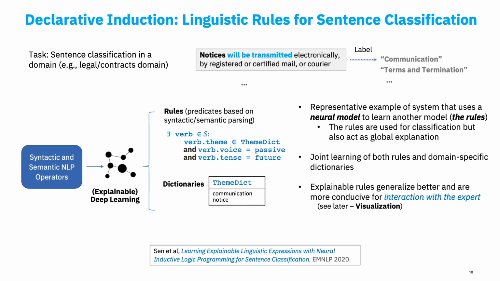One notable aspect of this system is that the deep learning component jointly learns both the rules and the contents of the dictionaries. Another important aspect, as the authors also point out, is that the rules generalize or transfer better to unseen data. Furthermore, they are more conducive for interaction with the human expert and lead to robust human-in-the-loop systems. We will revisit this in the later part dedicated to visualization.